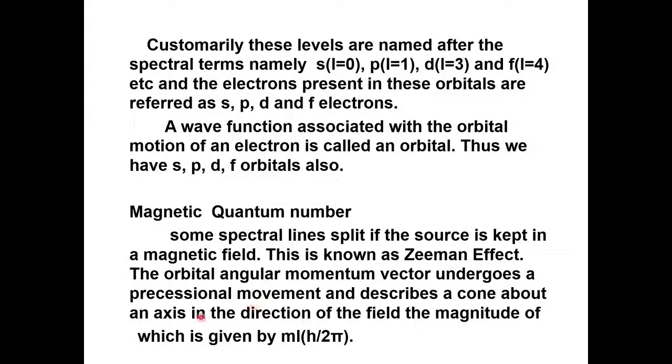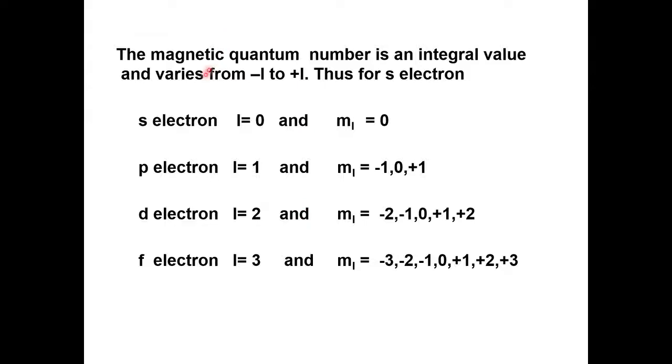So, it describes a cone about an axis in the direction of the field in which the magnetic field is set up. This momentum is given by m_l into h by 2 pi. The magnetic quantum number is also an integral value and varies from minus L to plus L.